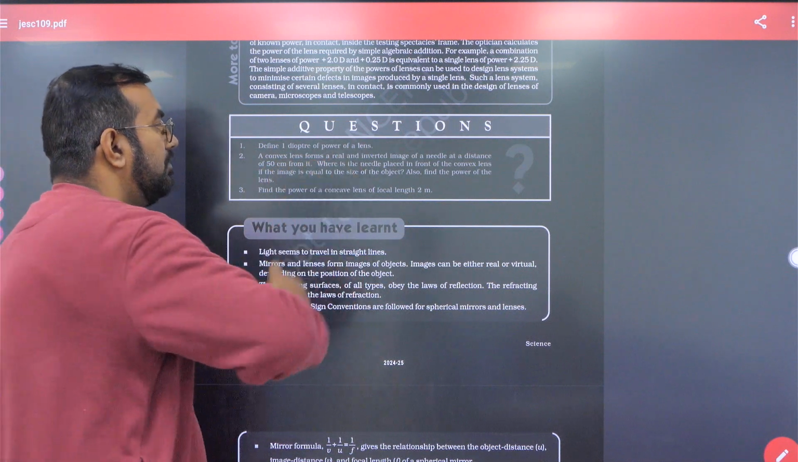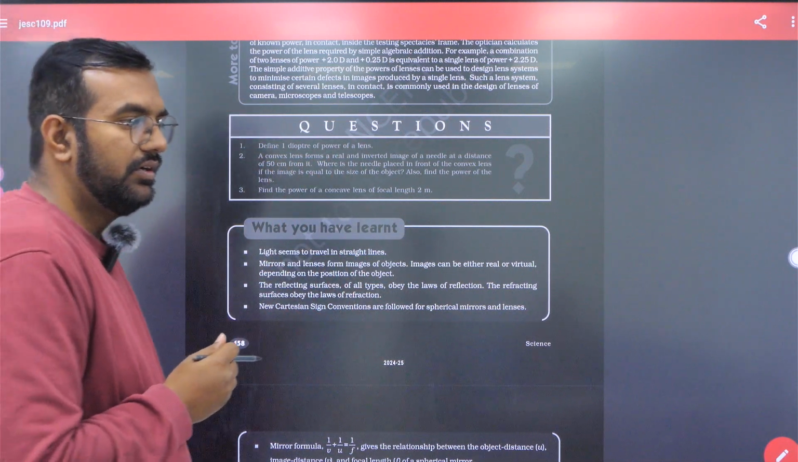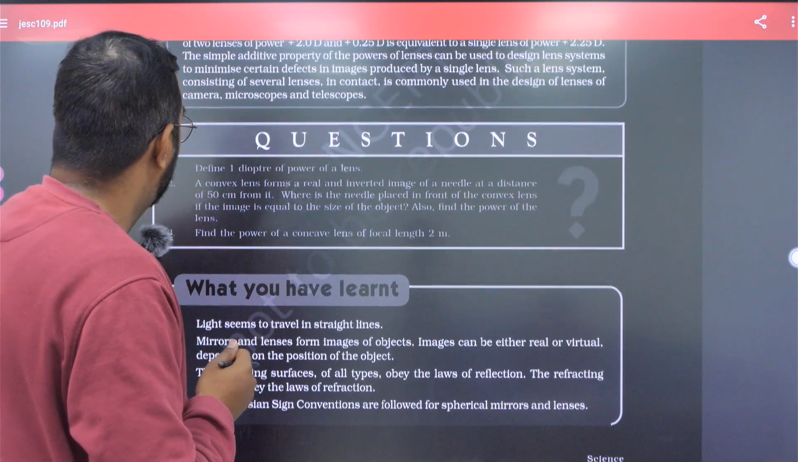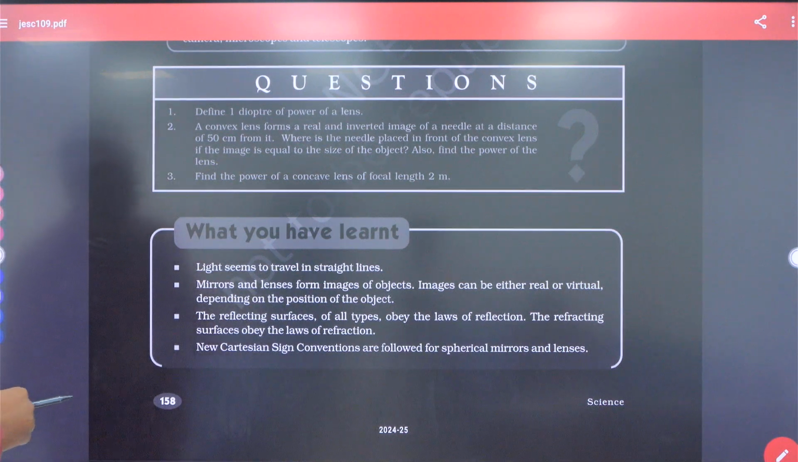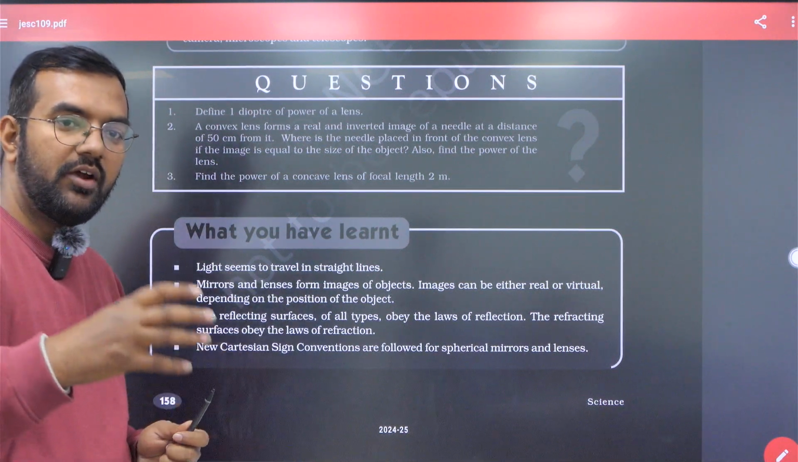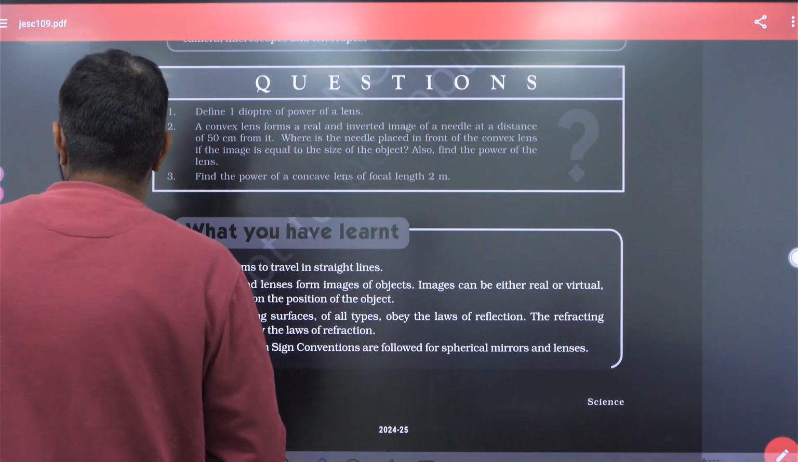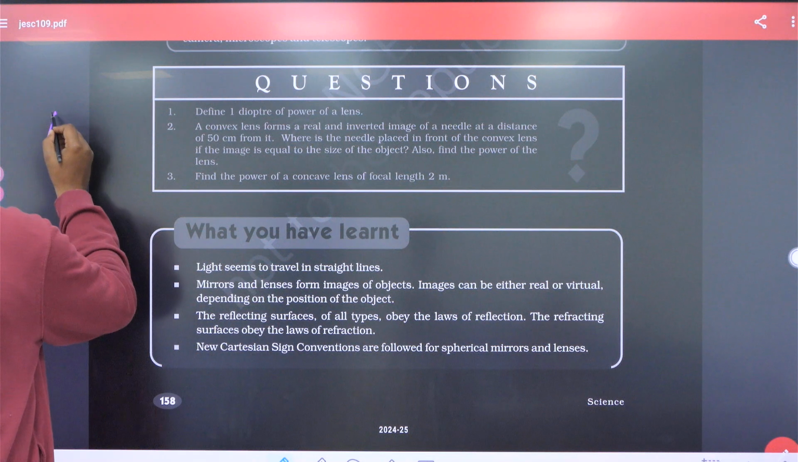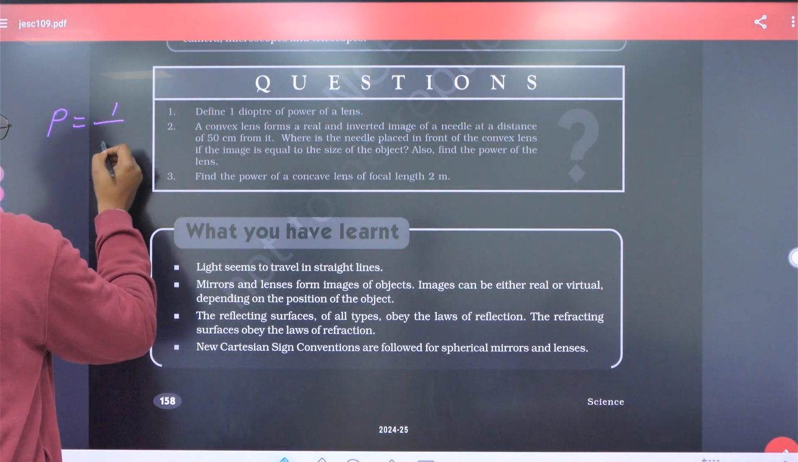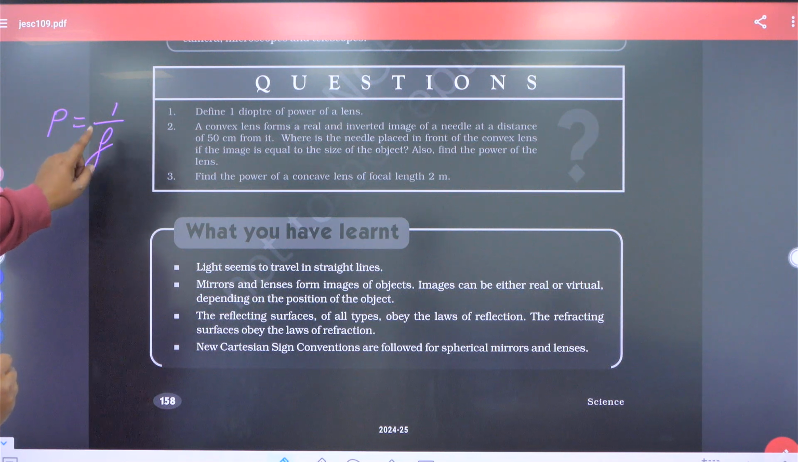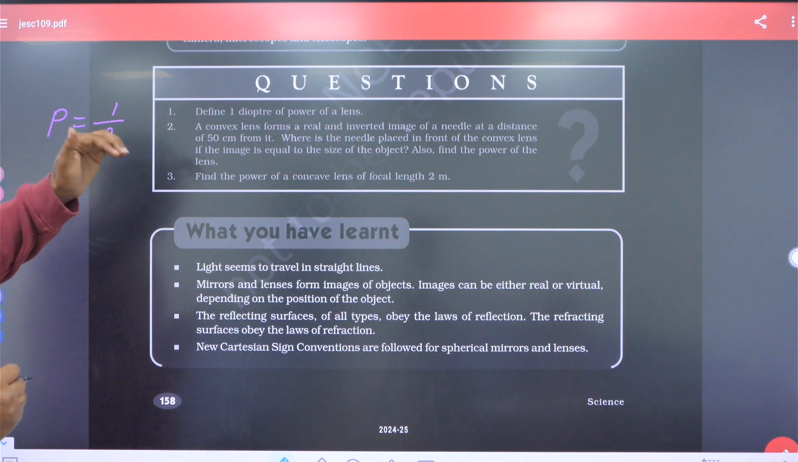Define one diopter of power of a lens. What is 1 diopter power? We know that P is equals to 1 by F, and the unit of F should be meter, then you will get the value in diopter only.